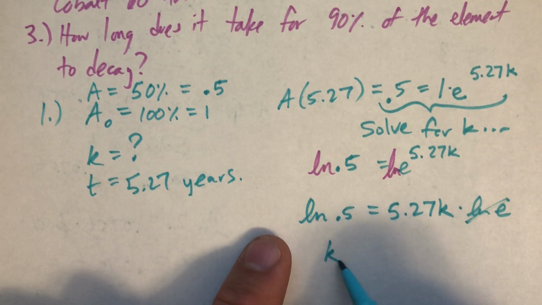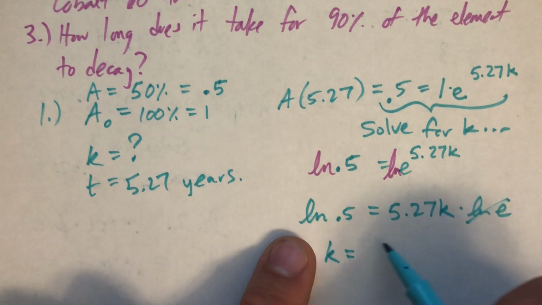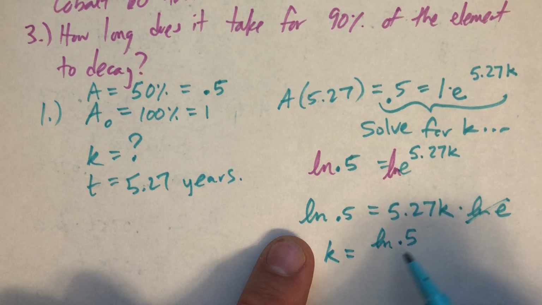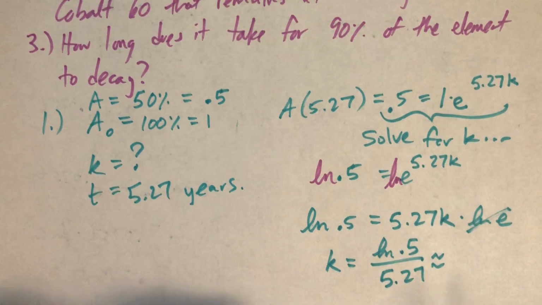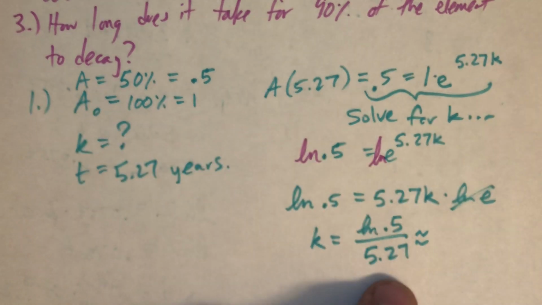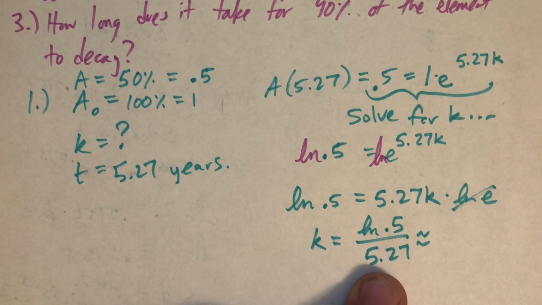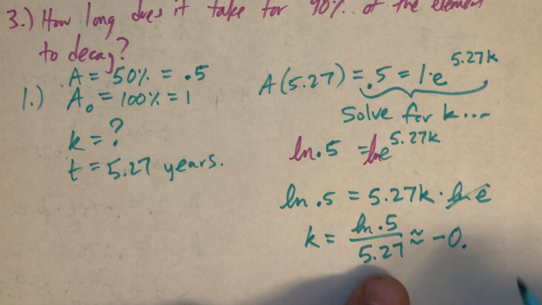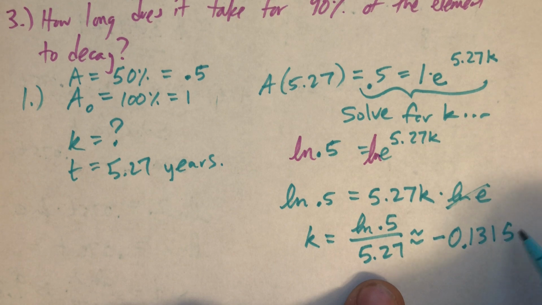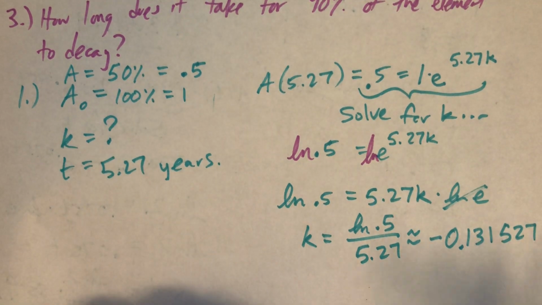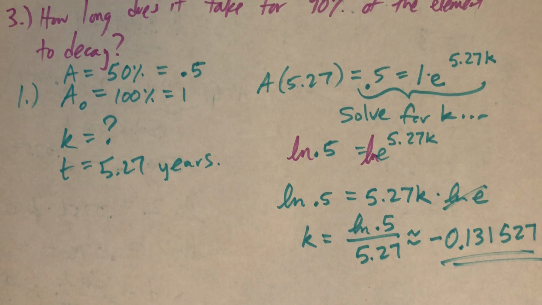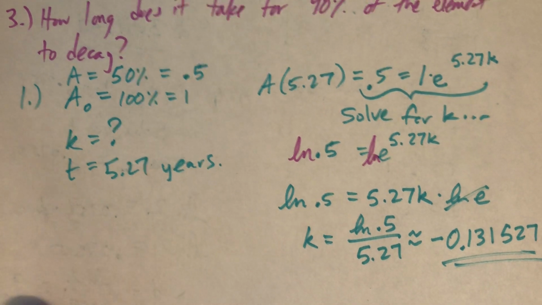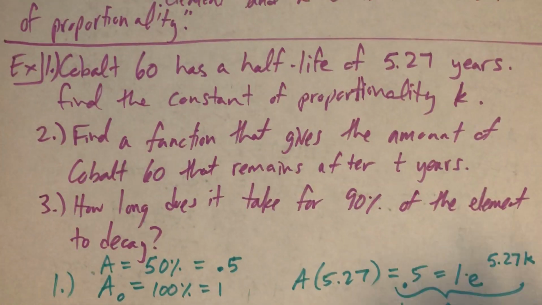And we can find k here. This is equal to natural log of half divided by 5.27. Okay, now the computer on WebAssign is going to ask you to round this to some figures. On the one that I looked at, it asked to round it to 6 figures. So here's our k value rounded to 6 figures. Okay, so that was part 1.